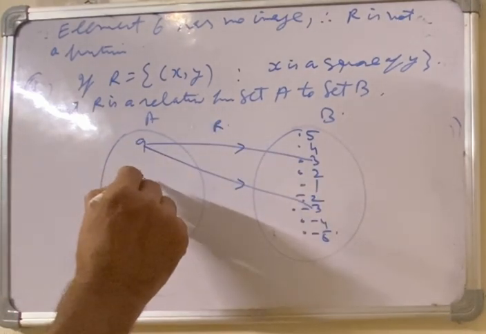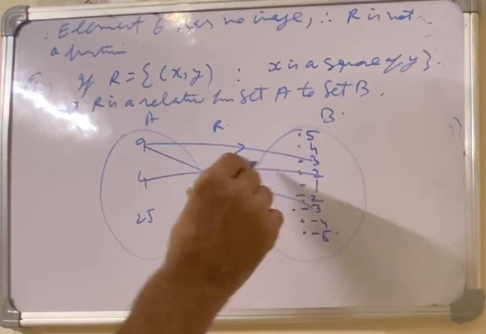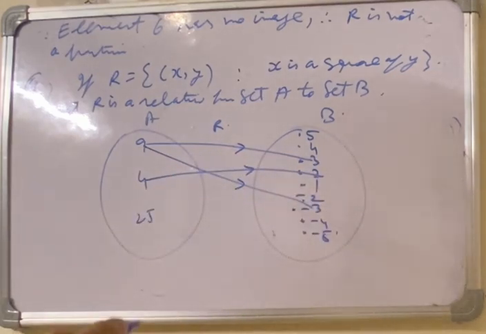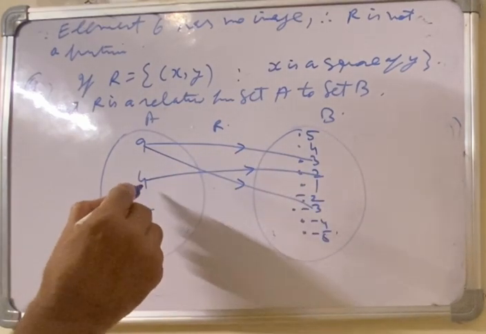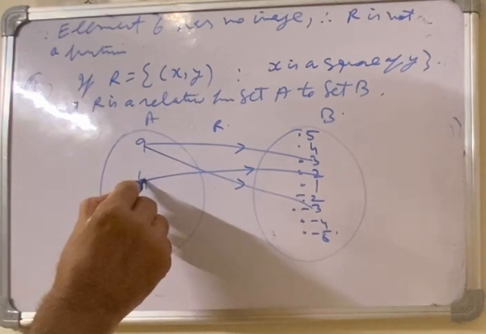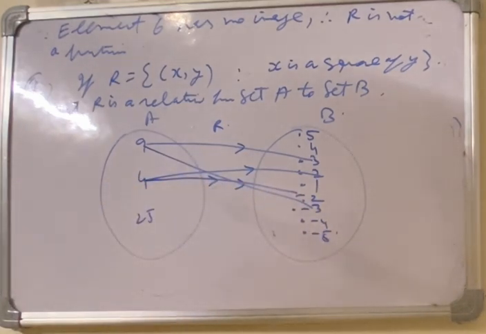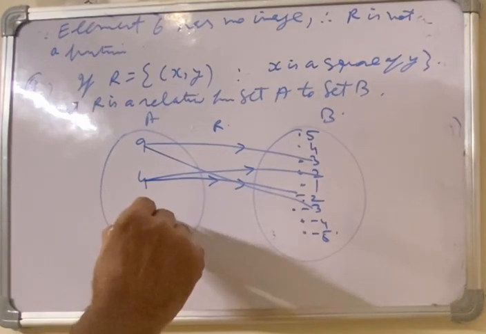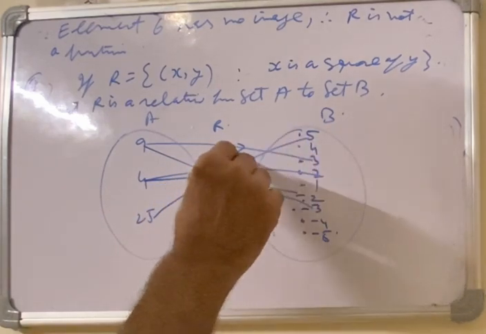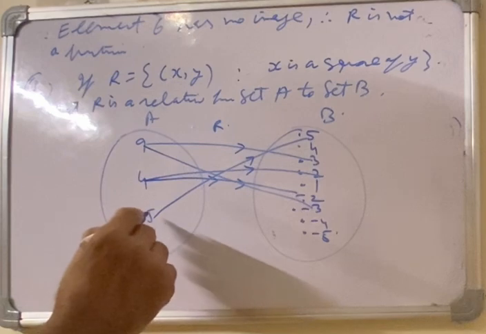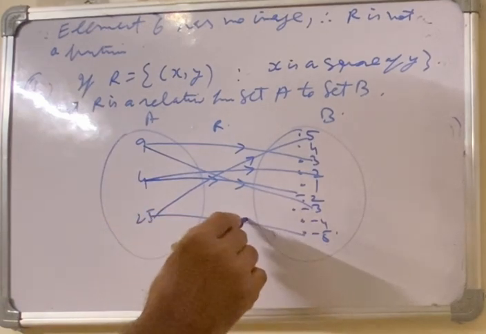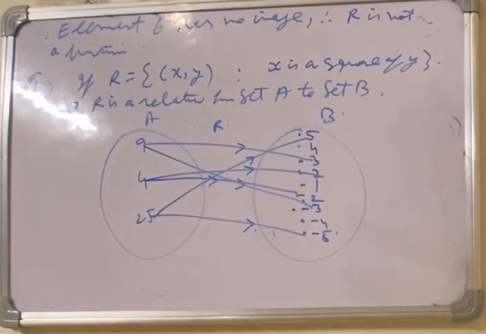Similarly, 4 is a square of 2 and 4 is a square of -2. 25 is a square of 5. 25 is a square of -5.